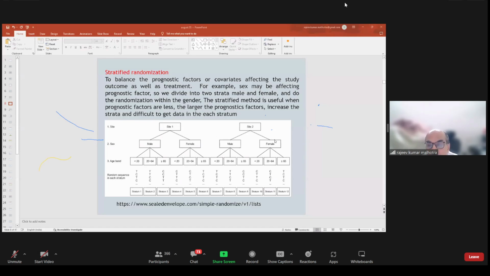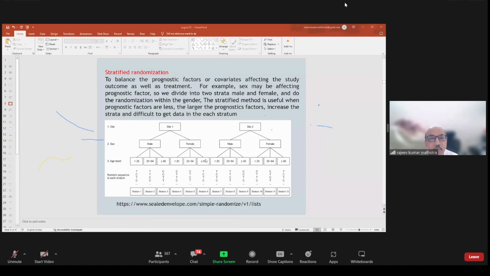Then you take the minimum number of prognostic factors, either one or two. If you have more than two or three, then the problem will appear. So you have to take care of that for stratified randomization.